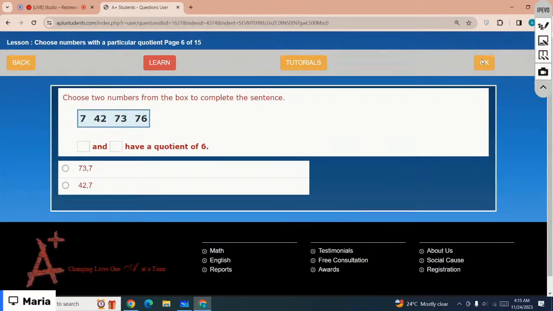Okay, the next one is choose two numbers to complete the sentence. Dash and dash have a quotient of 6. Which two numbers, when divided, makes the quotient 6?